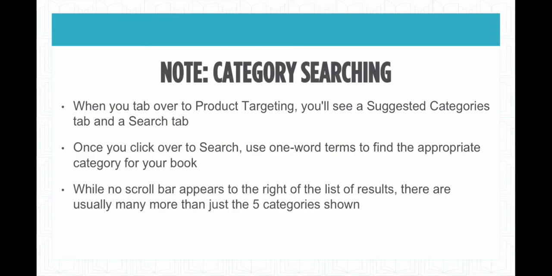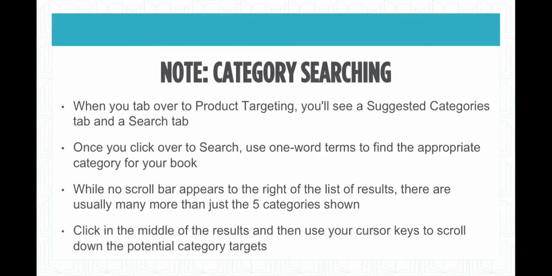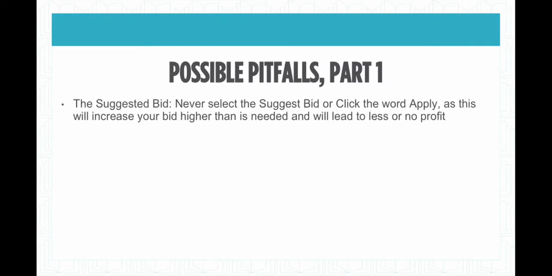Sometimes no scroll bar appears there, so you may just need to click in the box somewhere and kind of scroll down with your mouse. But usually there are way more than just 5 categories, and so if you're only seeing 5, try to scroll down. Just click in the middle of the results, use your cursor keys to get down there to find these other potential category targets. Now, there are some possible pitfalls.